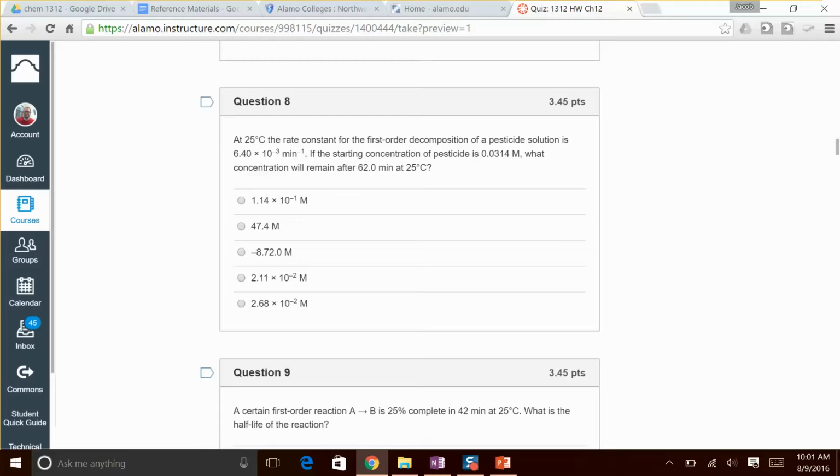Okay, so here we have 25 degrees Celsius. The rate constant for the first order decomposition of a pesticide solution is 6.4 times 10⁻³ per minute. If the starting concentration of pesticide is 0.0314, what concentration will remain after 62 minutes? They told us this is a first order decomposition reaction. The temperature is 25 degrees Celsius. They want us to find out how much is remaining after 62.0 minutes. That means I need the rate constant. I have an initial concentration. I have everything I need. I can simply use the equation.